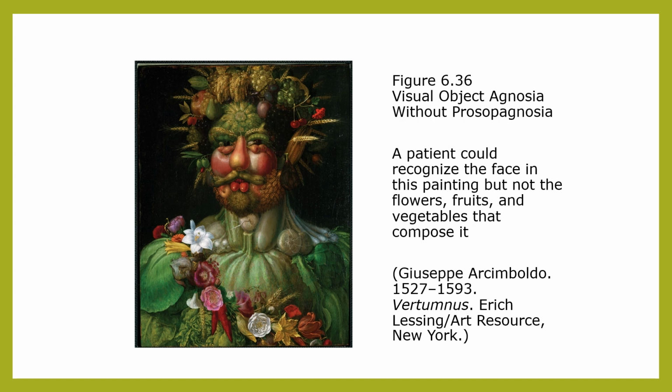And so this picture is shown because they had a patient who could recognize the face. So that fusiform gyrus, that fusiform face area, was intact, but not the flowers, fruits, and vegetables and everything that makes up the face. So they had a profound kind of visual object agnosia, but the fusiform face area was preserved.